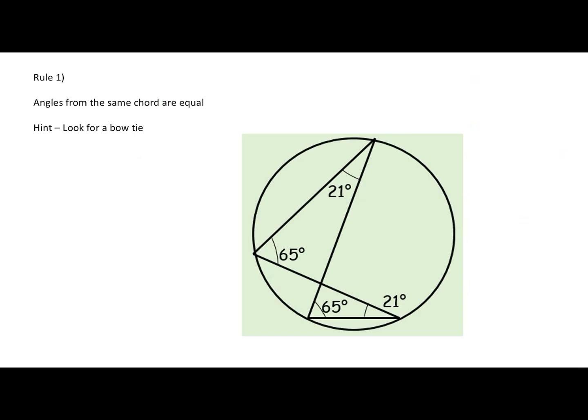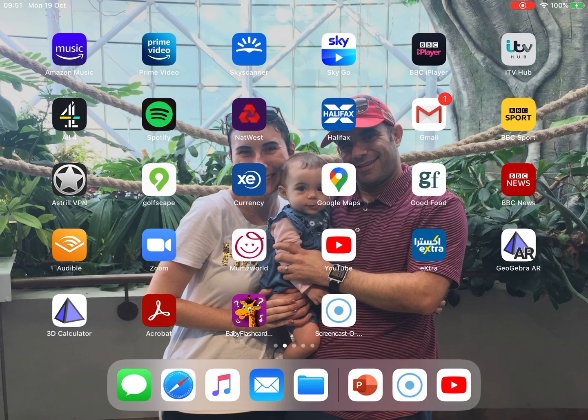If somebody says to you, give a reason, here is your reason: angles from the same chord are equal. What we're looking for is a bow tie. If I can make a bow tie where the tips of the bow tie touch the circumference of the circle, then it is a fact that the tips are the same angle. So we're looking for a bow tie.